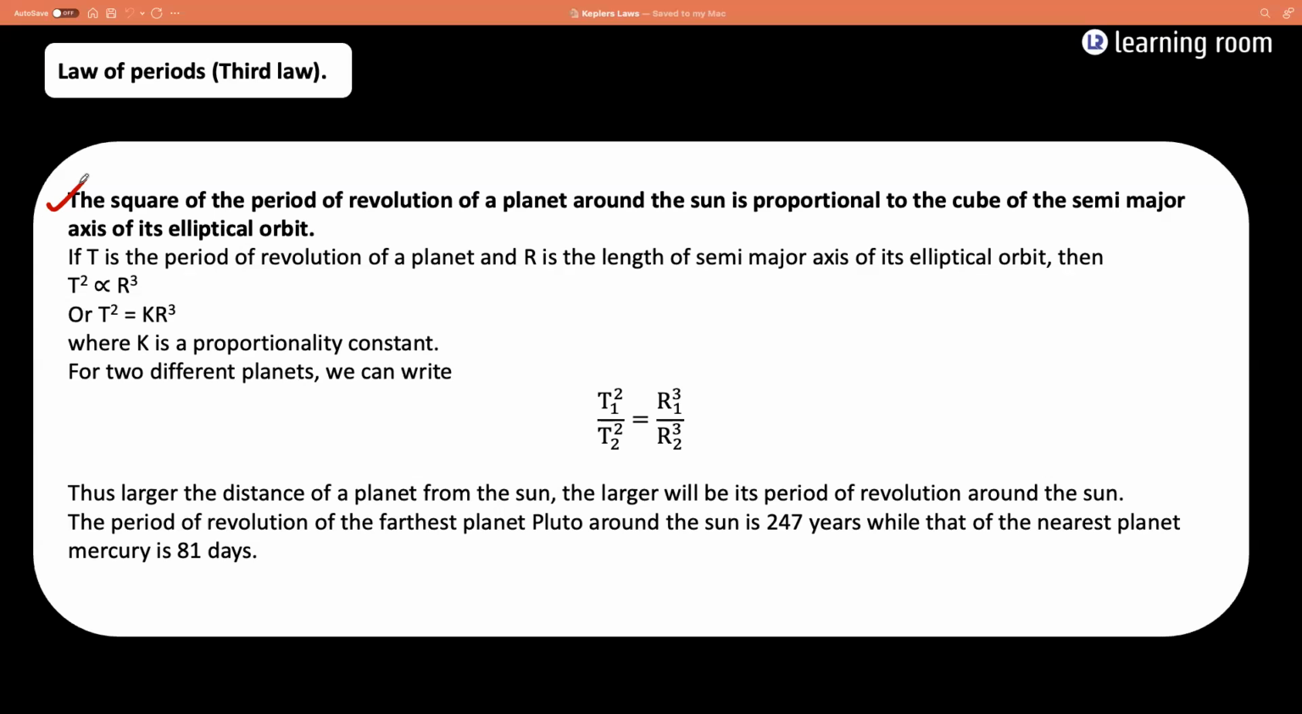The square of the period of revolution, or you can make it as the square of the time period of revolution of a planet around the sun, is proportional to the cube of the semi-major axis of its elliptical orbit.